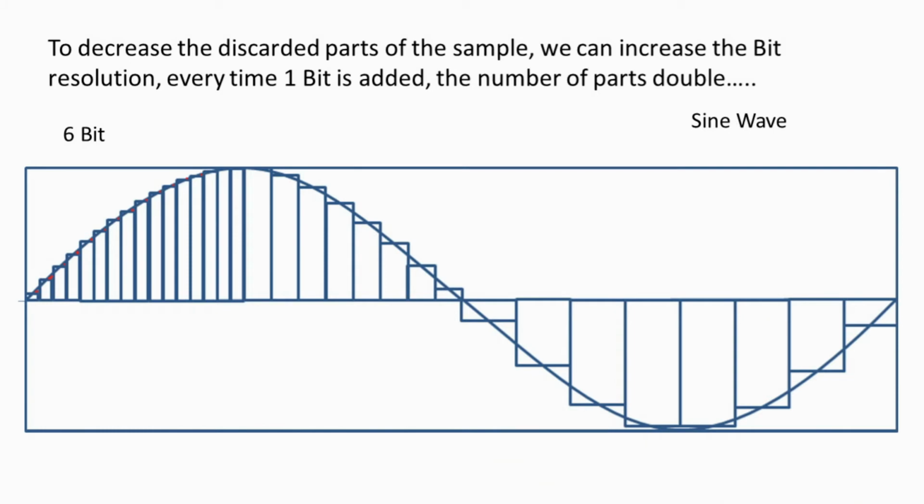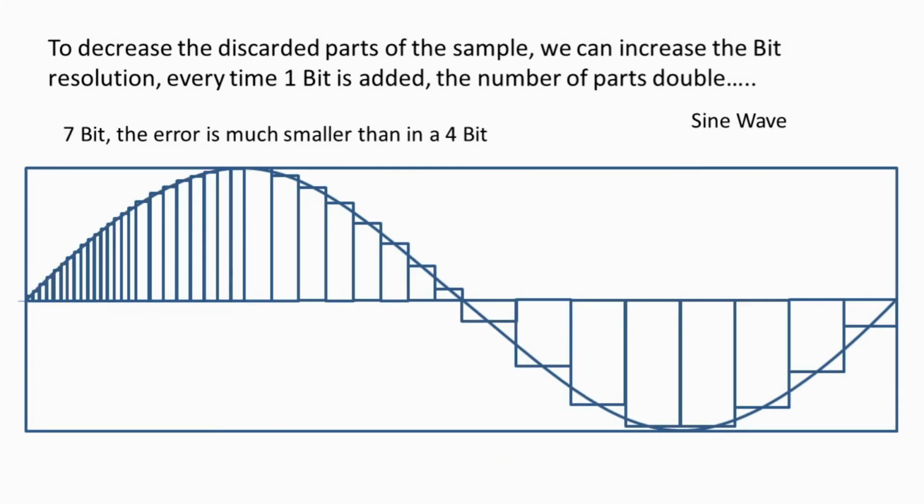And with a 7-bit example, I increase that resolution even more, which means that the discarded parts are even smaller. So small, in fact, that you can't actually see them properly on the screen at this stage. That means that the error is much smaller in a 7-bit example than in a 4-bit example.